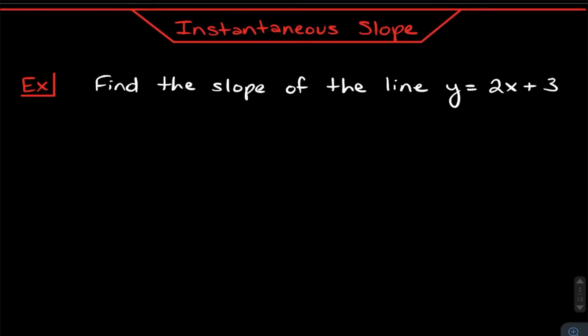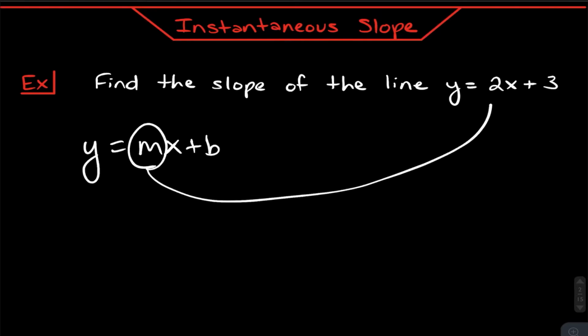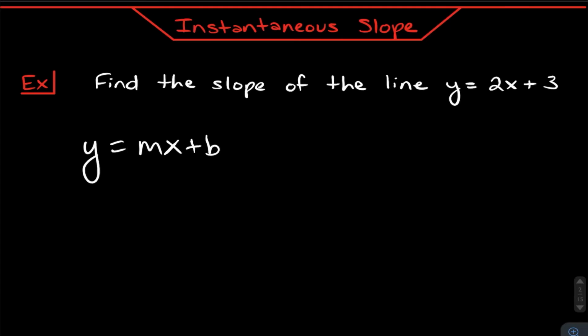Now we'll start in this video by talking about instantaneous slope, right? And here, the first example I'm going to give you is: what's the slope of the line y equals 2x plus 3? It's not a trick question. If we think about the form of a line, the y equals mx plus b form, m is the slope, and what's the value of m here? Well, it's 2. So the slope of this line is 2.